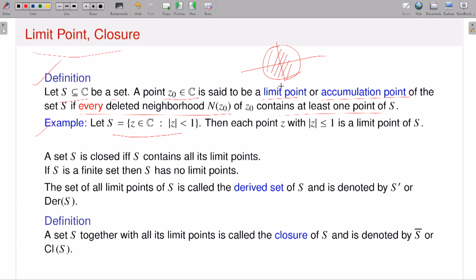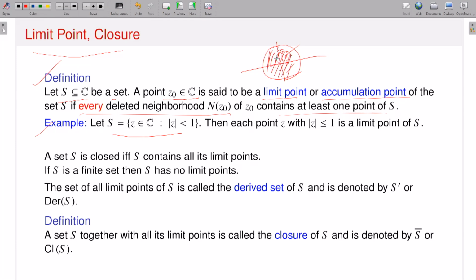Now, what are the accumulation points of this set? The definition: a point in the complex plane is an accumulation point if every deleted neighborhood contains at least one point of the set. If I take a point inside the set, whatever neighborhood I take, even if I remove this point, there are plenty of points inside which are points of the set.